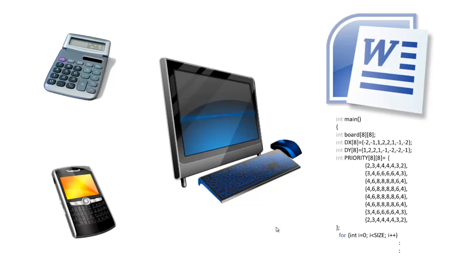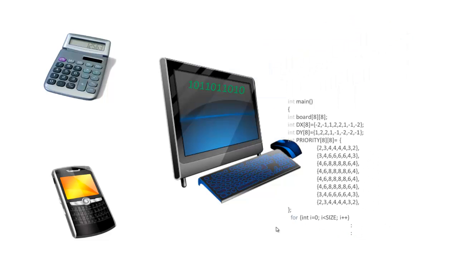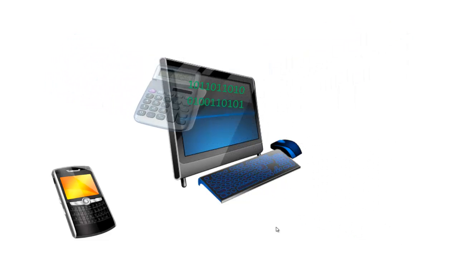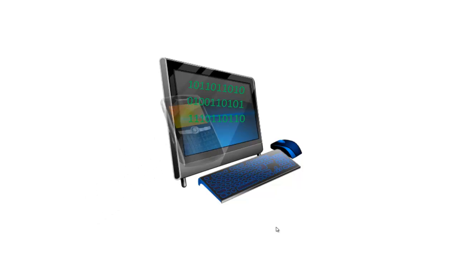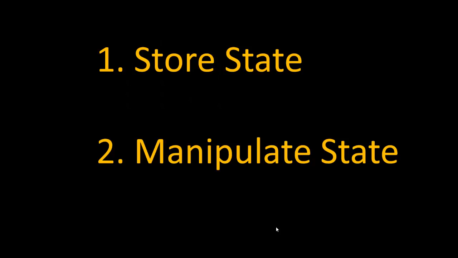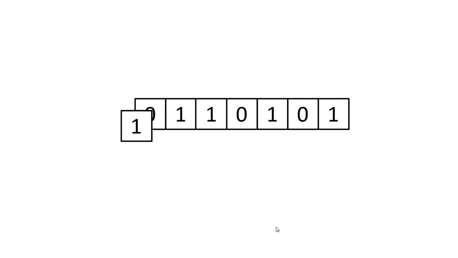Storing state is the process of encoding information such as Word documents, computer programs, numbers, phone calls, images, as a set of bits. Second, you can manipulate that stored state. For example, you can repeatedly add one to a stored set of bits. Or you might shift those bits around to process the bits serially.